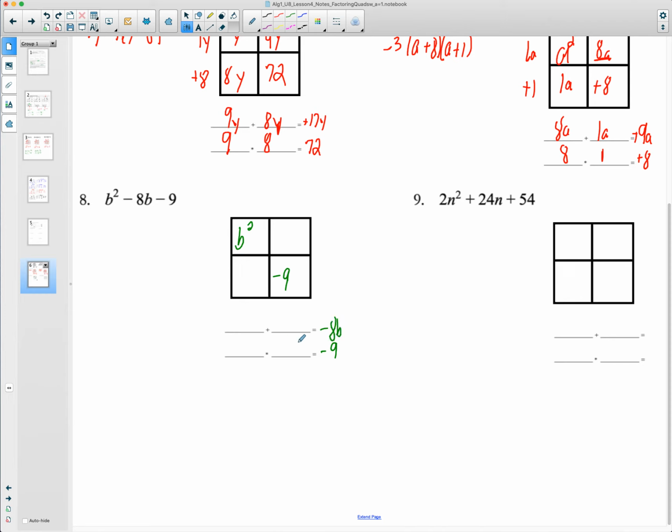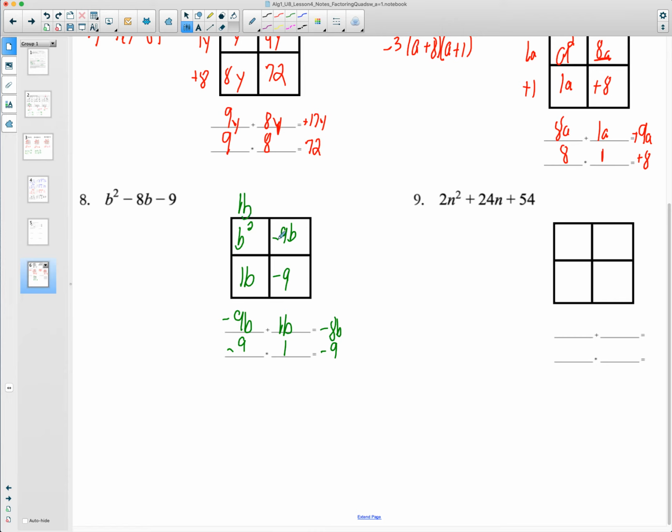All right, so now we have to find two things that multiply to be negative 9, but add to be negative 8, and that would be negative 9 times positive 1. And then negative 9b plus 1b would be negative 8b. So I'm going to drop those guys in here. And that guy. Now, once again, that common factor in that first column is 1b.